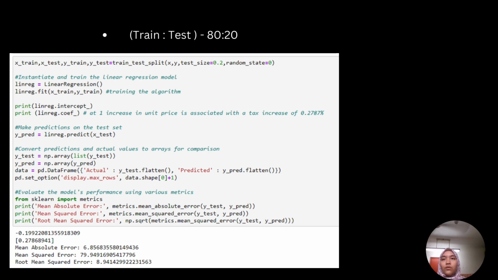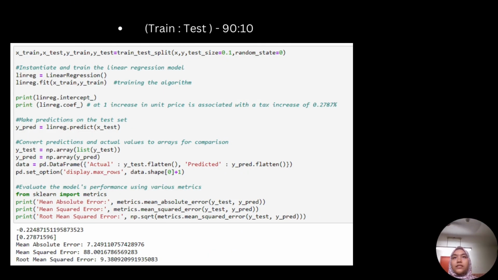And then we start to make prediction on the test set, and then we evaluate the model's performance, and we get the value for the mean absolute error is 6.8568. And then the value for the mean squared error is 79.9491. And then the value for the root mean squared error is 8.9414.